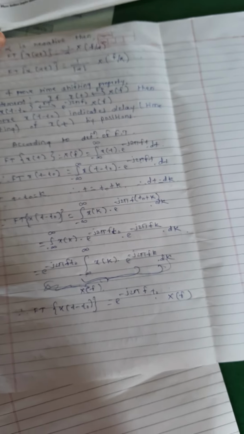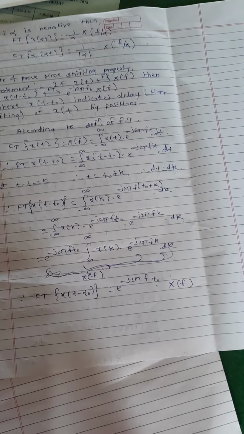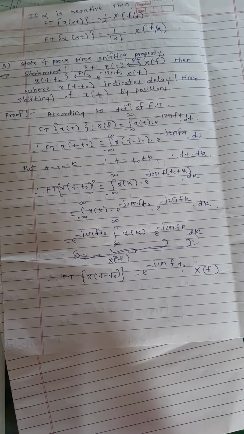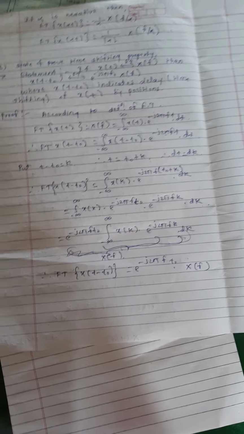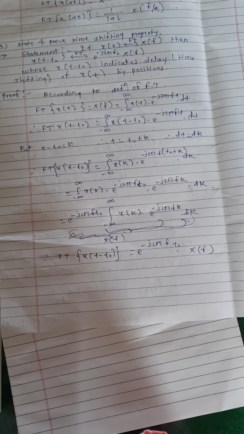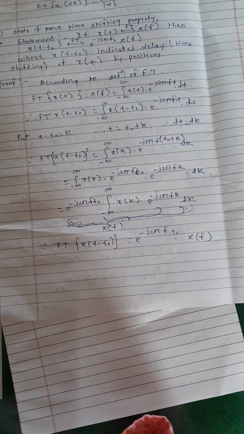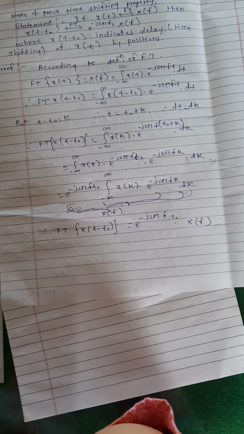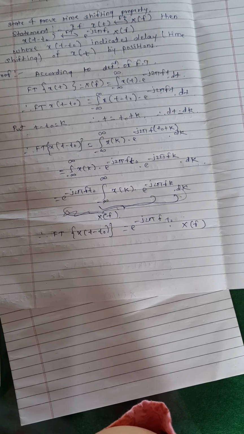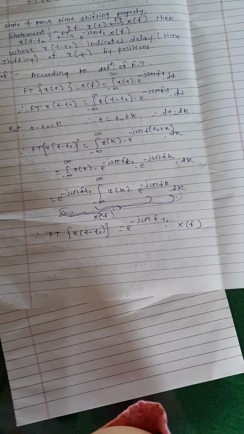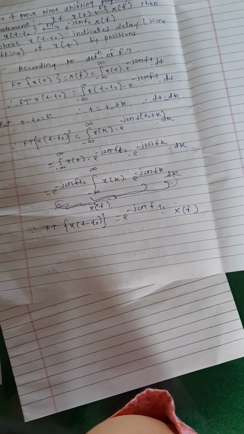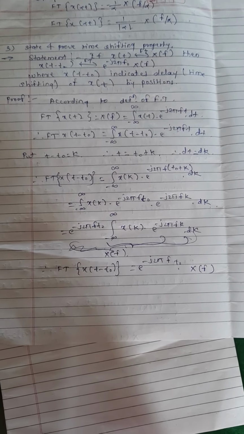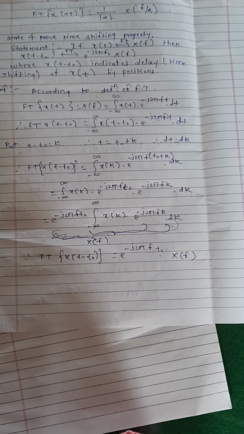So in the case of a communication system, the signal transmitted from the transmitter takes some time to reach the receiver, that is, it is delayed by some amount, say t0. The Fourier transform of the delayed signal is e raised to minus j2 pi f t0 into x of f. It indicates that the amplitude in the Fourier domain is not changed, but there is an additional phase shift of minus j2 pi f t0. So this is the time shifting property.